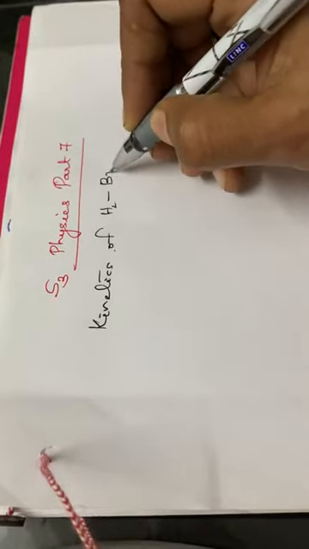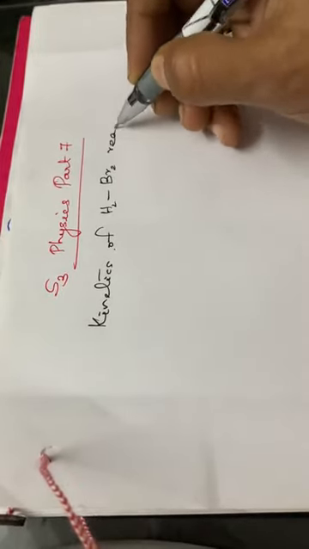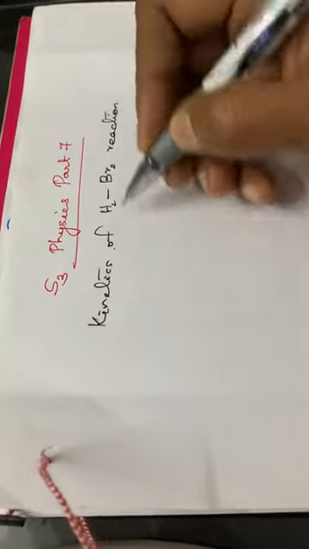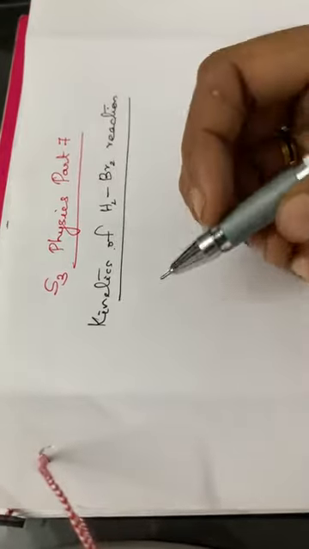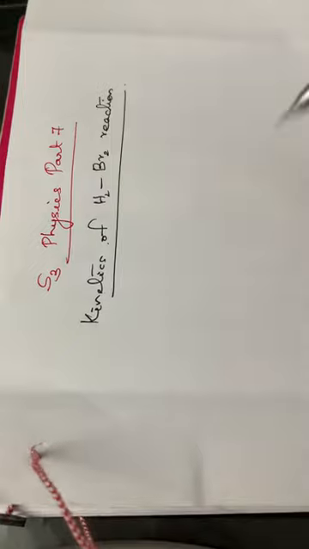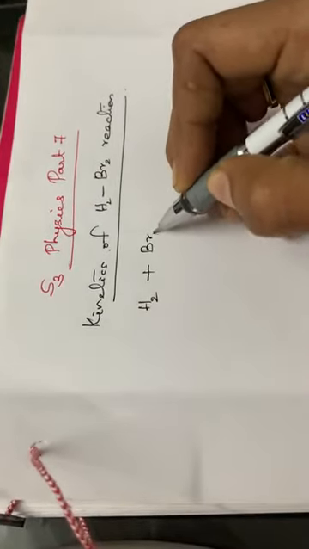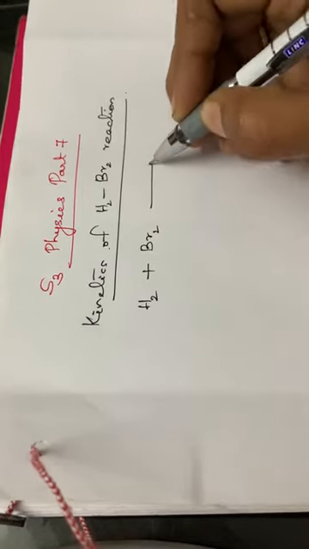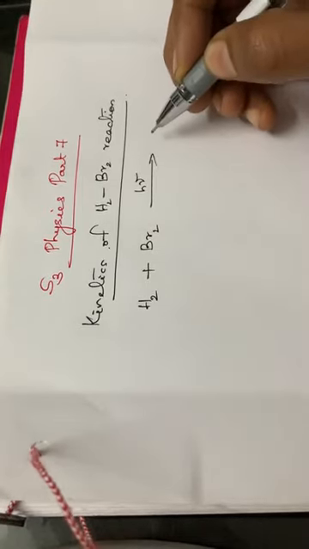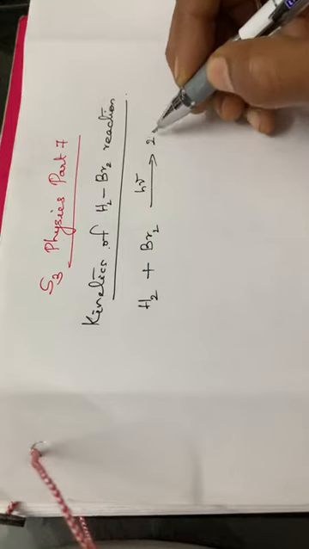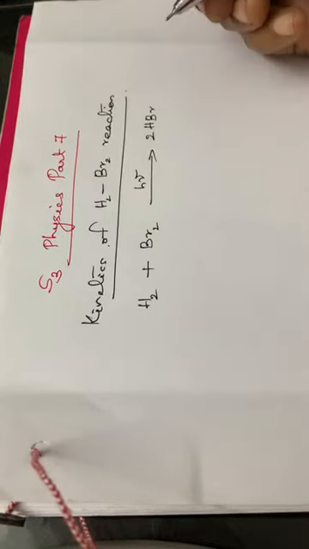Kinetics of hydrogen-bromine reaction. We had seen the kinetics of the hydrogen-chlorine reaction. So next is the kinetics of the hydrogen-bromine reaction. Here the reaction happening between hydrogen and bromine, that is H2 plus Br2, in the presence of sunlight, or at the expense of a photon, reacts to form 2HBr.